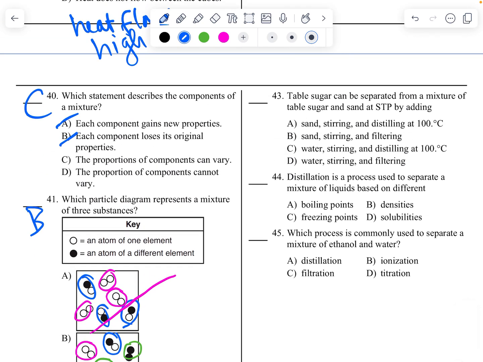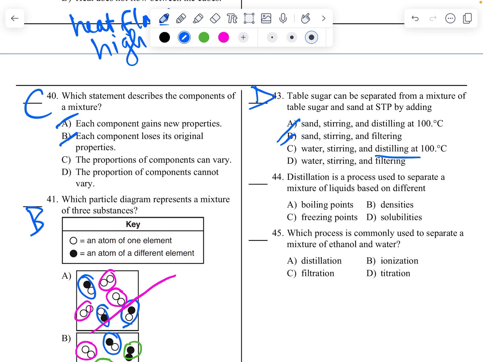Table sugar can be separated from a mixture of sugar and sand by adding, we wouldn't be adding more sand. We'd add water, which would dissolve the sugar. We would stir it, of course, to help it dissolve, and then we would filter it because then the sugar water would come out and the sand would stay in the filter. Distillation is the process of separating 2 liquids by different boiling points. So we're not dealing with liquids.